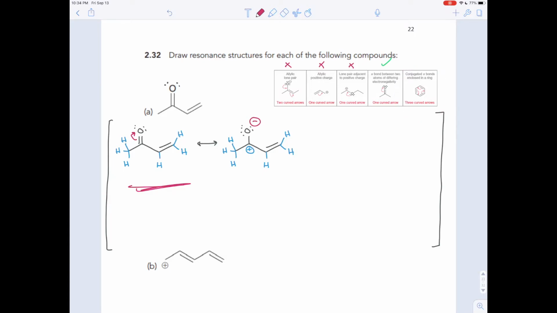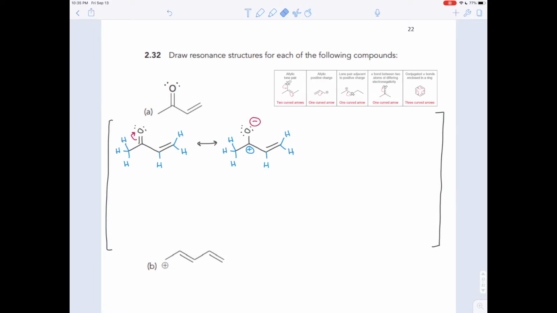Are there conjugated pi bonds in a ring, alternating single and double bonds all the way around a ring? And there's not. We don't have a ring, so we don't have that one. So we've looked at all of the possible resonance structures, all the possible resonance patterns for that first structure.